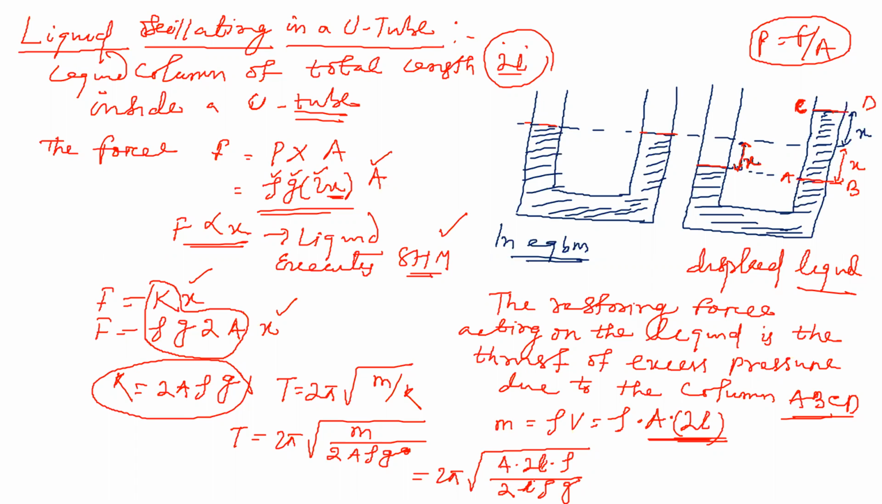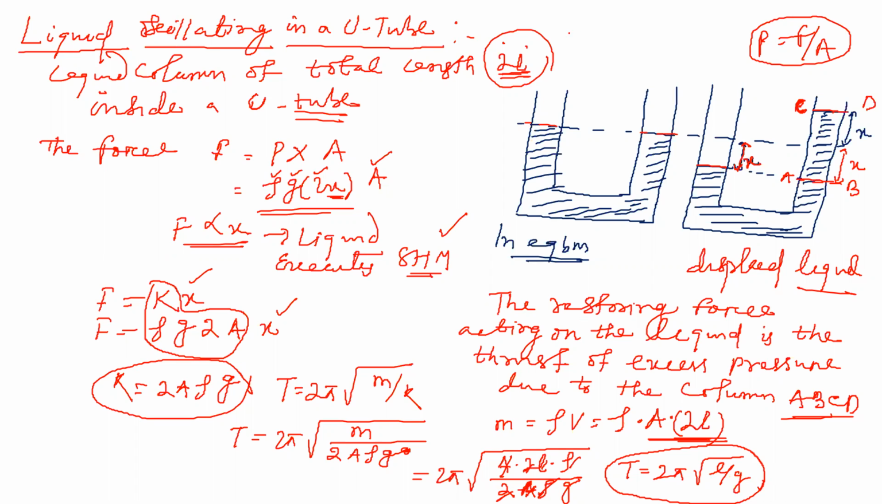What is going to be? See here, below it was 2A rho G. Yes or no? A cancels, 2 cancels, rho cancels. So finally, students, you see we got T is equal to 2 pi root over L by G. Here, the length of the tube is given as L, but I have taken here 2L. So that's why it is L by G.